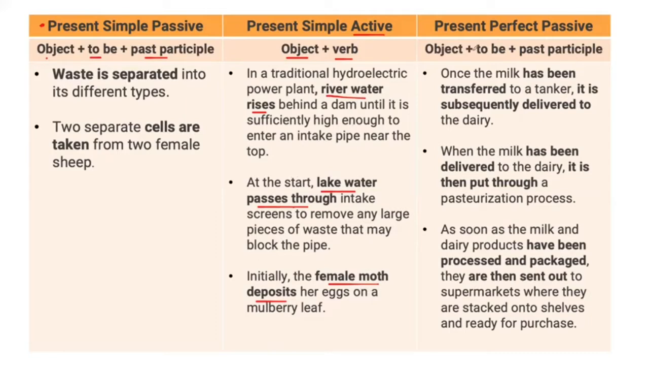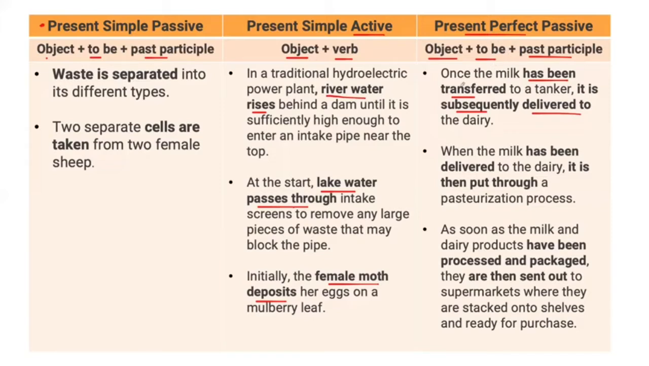Perhaps the most complex is the present perfect passive. This is object, to be, and the past participle. However, the to be must be in the present perfect. So I'll show you an example. It says, once the milk has been transferred to a tanker, it is subsequently delivered to the dairy. Now, since we have milk is third person, so it is has been transferred. This would be the to be in the present perfect form.